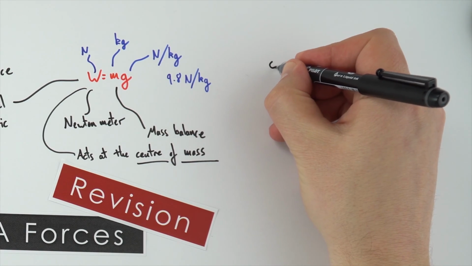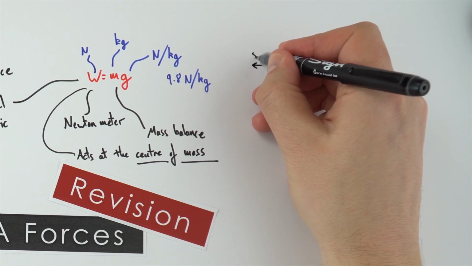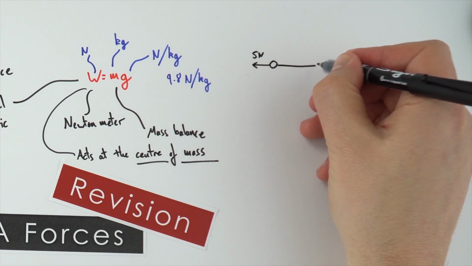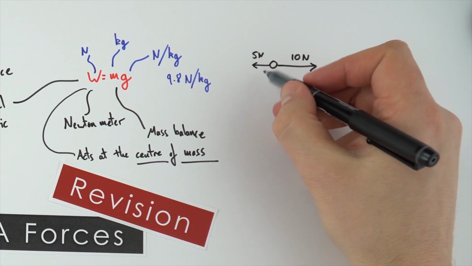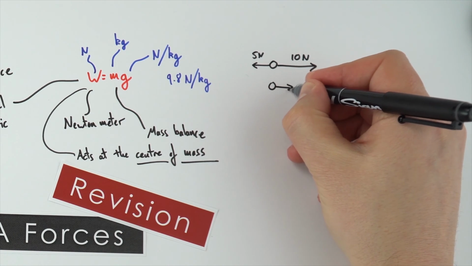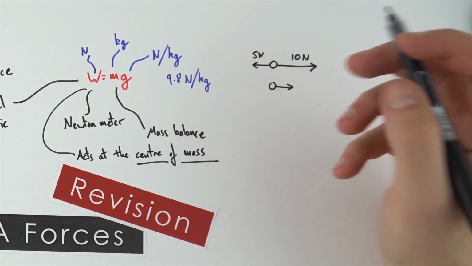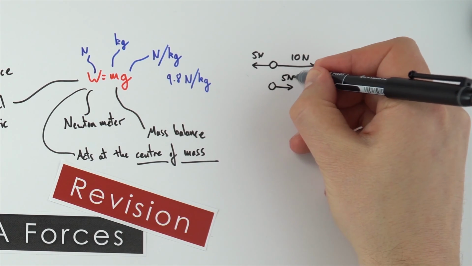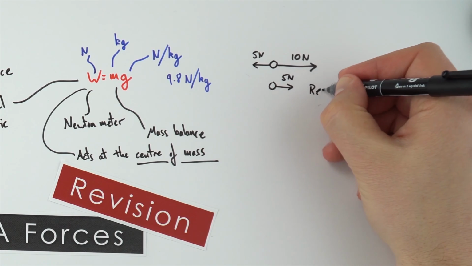Now, the thing about forces is that if we have an object, which I've just got here, and maybe there's a 5 Newton force acting to the left and a 10 Newton force acting to the right, what we can do is replace both of these arrows with a single arrow to show the overall force acting on the object. Now, if you've got 10 Newtons that way and 5 Newtons that way, that means overall there's going to be a 5 Newton force acting to the right. And this is what we call the resultant force.